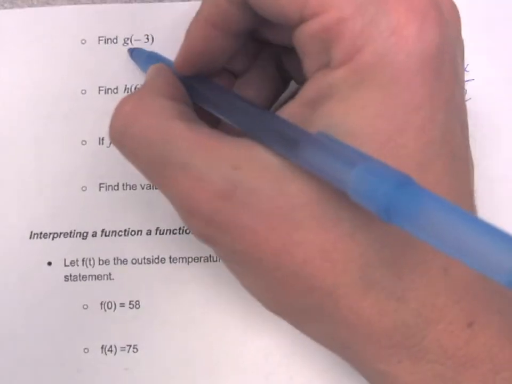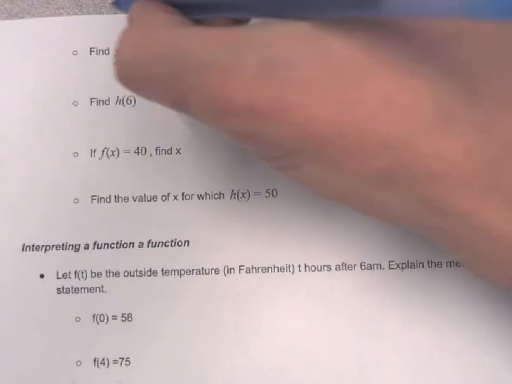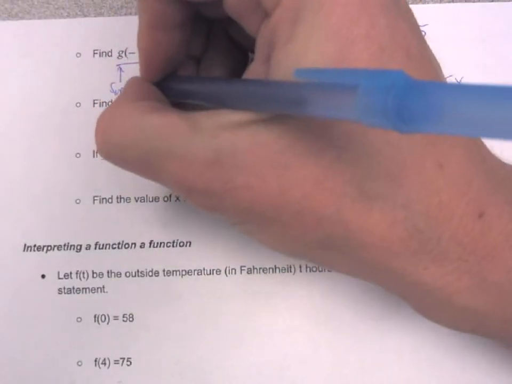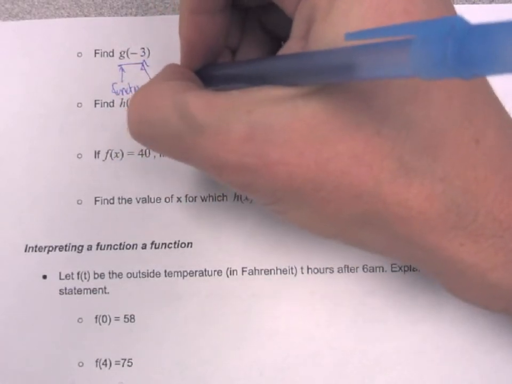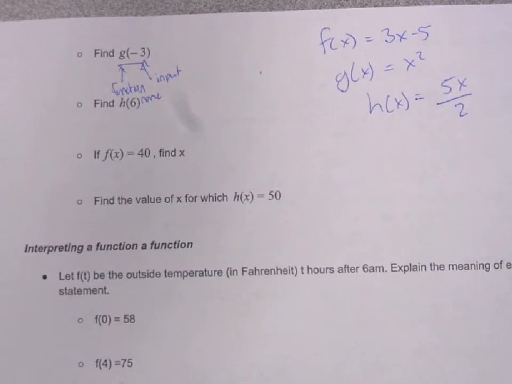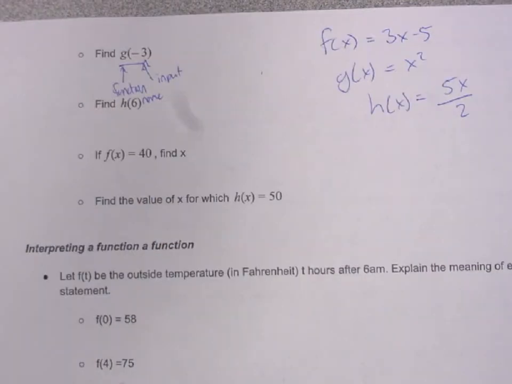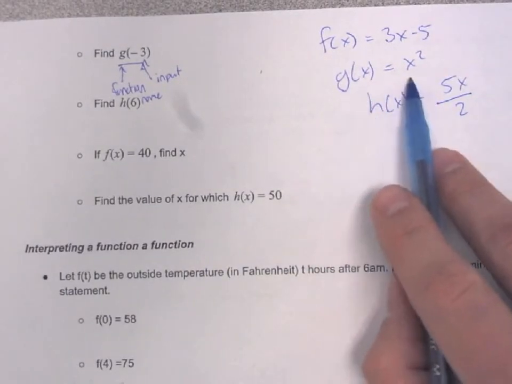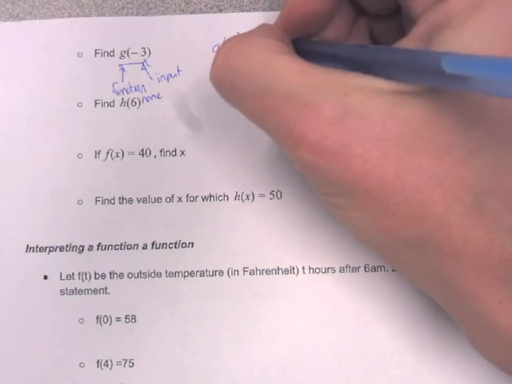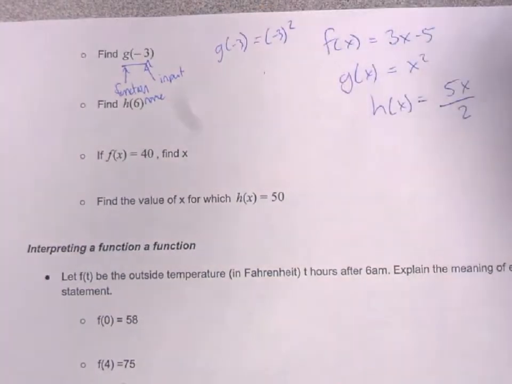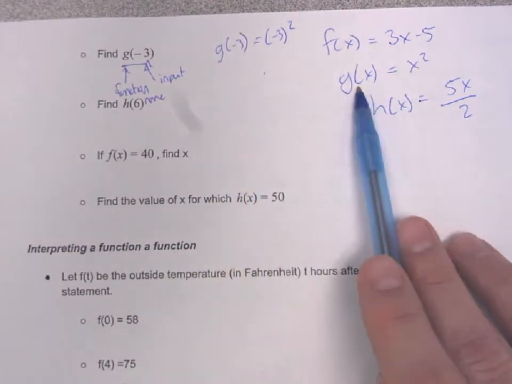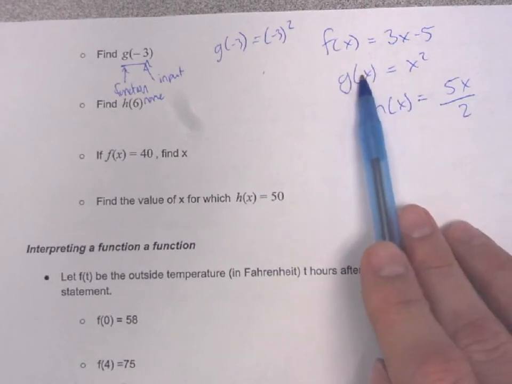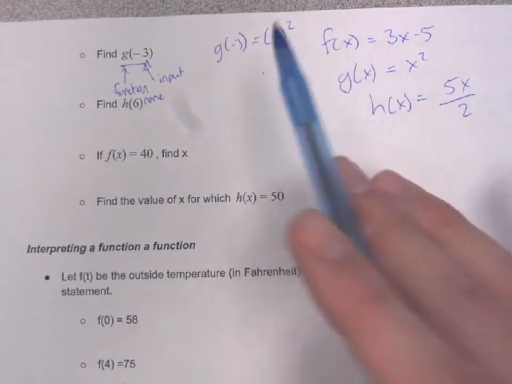Okay, so g of -3: what this means is g is the function name, and -3 is the input. So this is saying use the g function and use an input of -3 and evaluate. So if the g function is x squared, g of -3 equals (-3) squared. We just plug in -3 for both x's. G of x equals x squared, so replace this x and this x with a -3 and a -3.